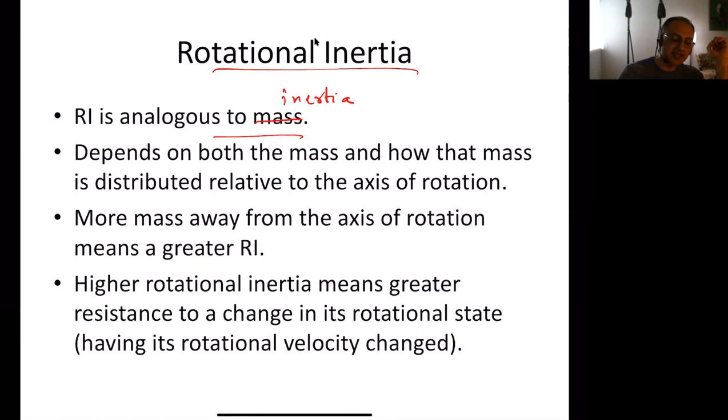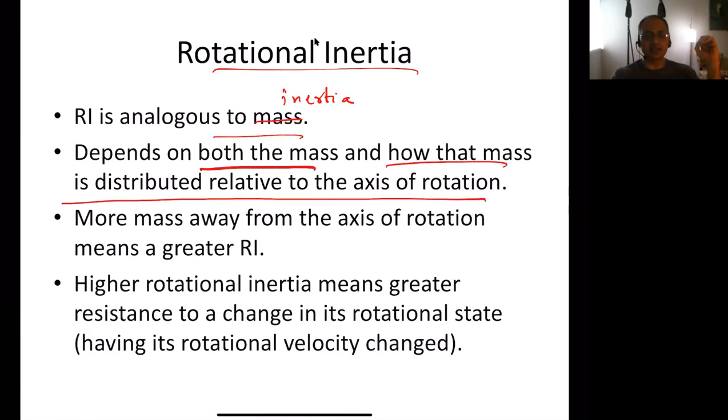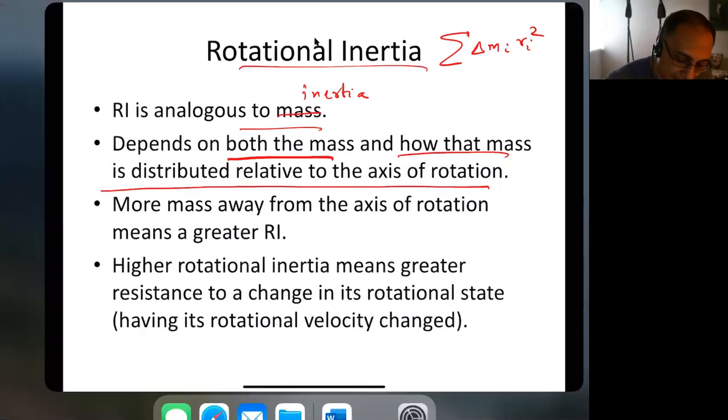Rotational inertia depends not just on the mass, but also on how that mass is distributed relative to the axis of rotation. Remember that the formula for rotational inertia is the summation of Δm_i r_i squared, right? So you're breaking up the mass into tiny point masses, evaluating the moment of inertia of each point mass, and then adding them all up. So it does depend on how that mass is distributed. That makes sense?